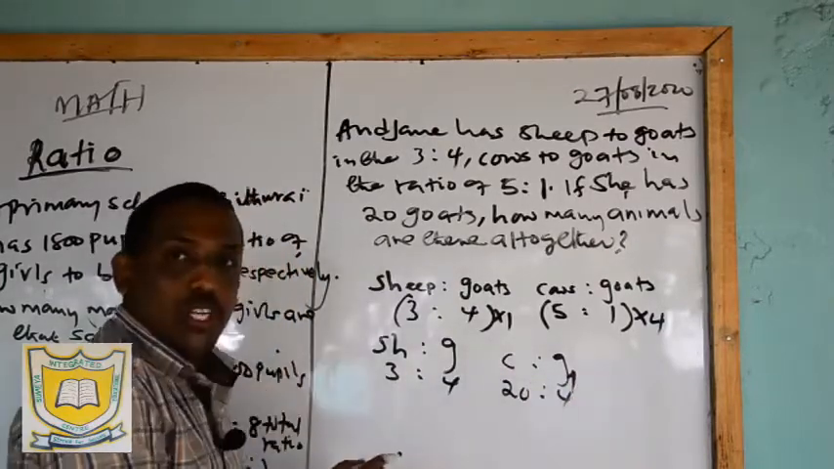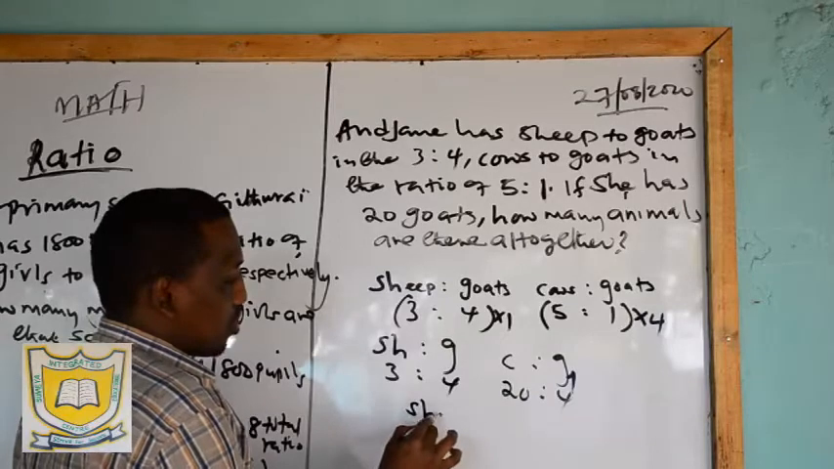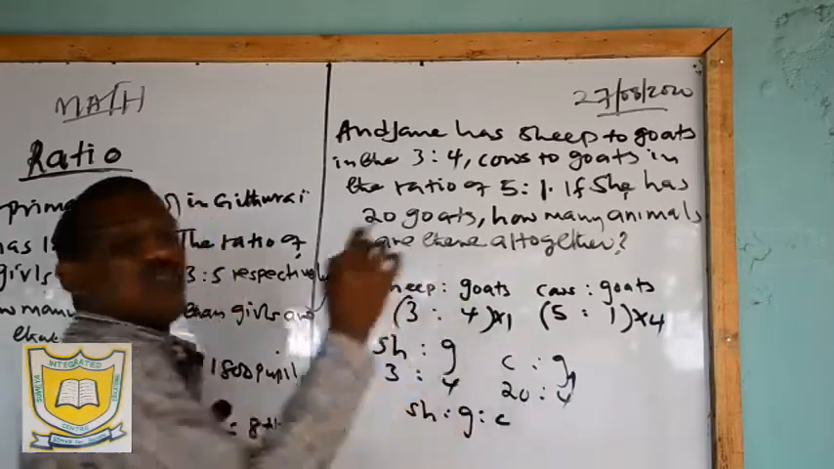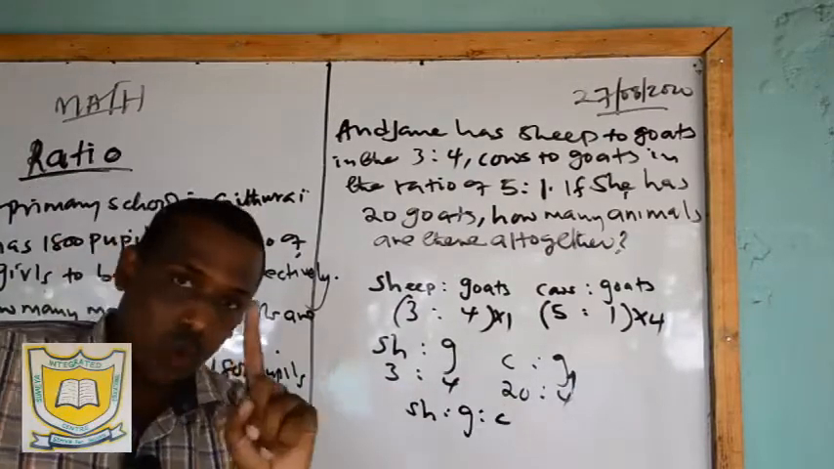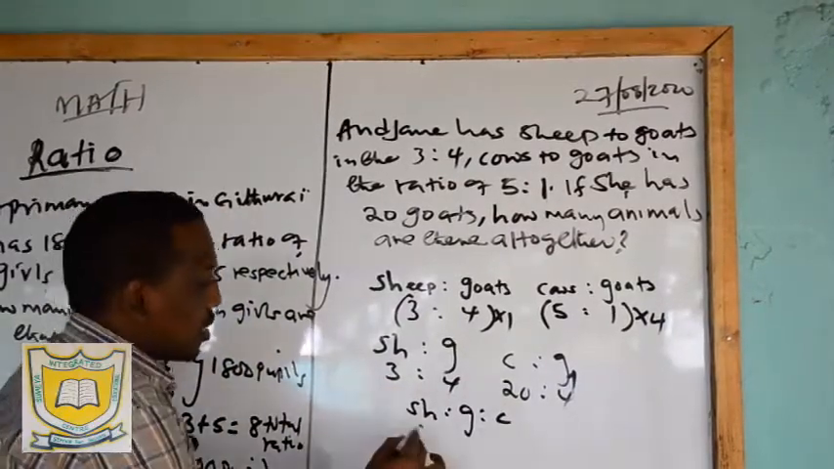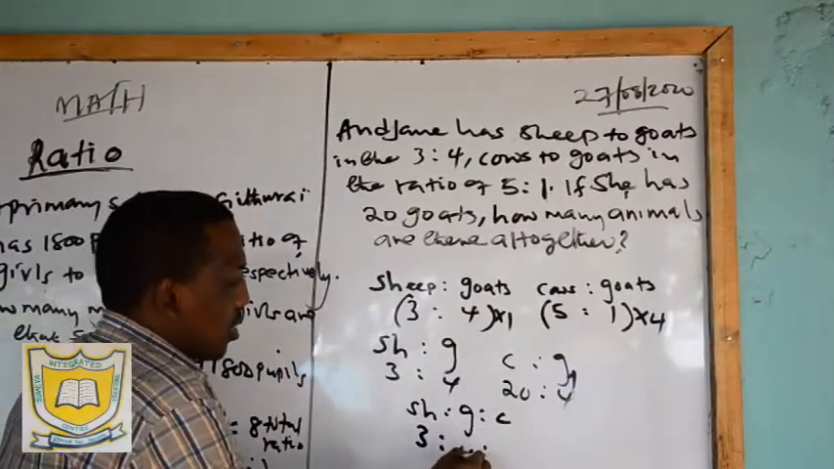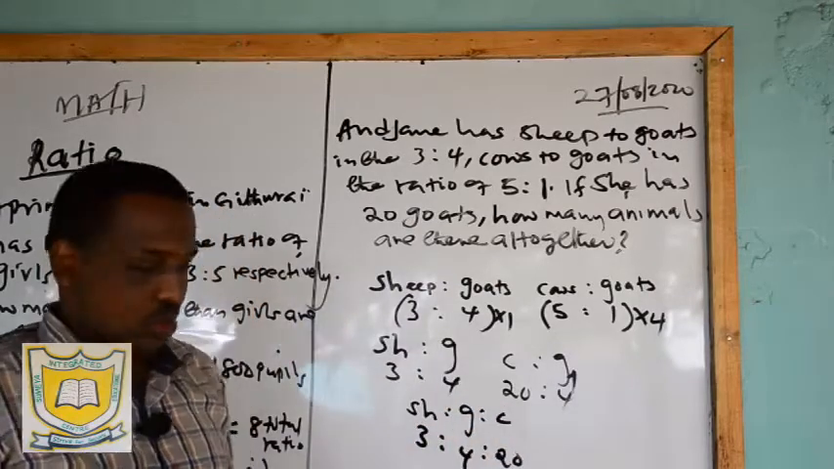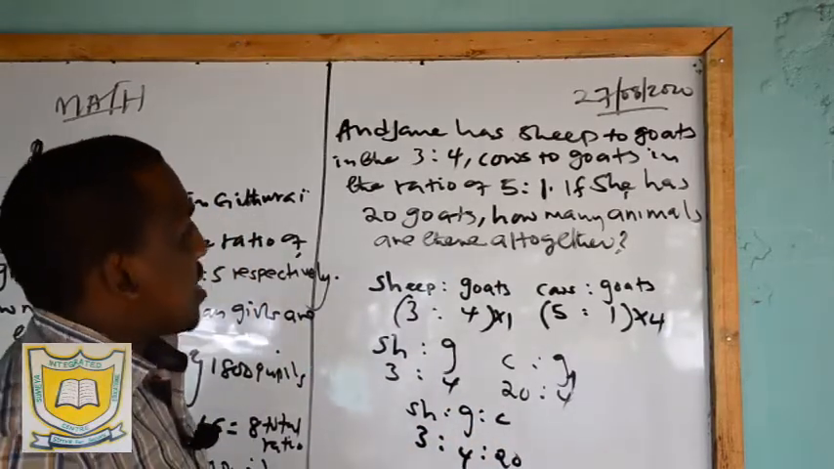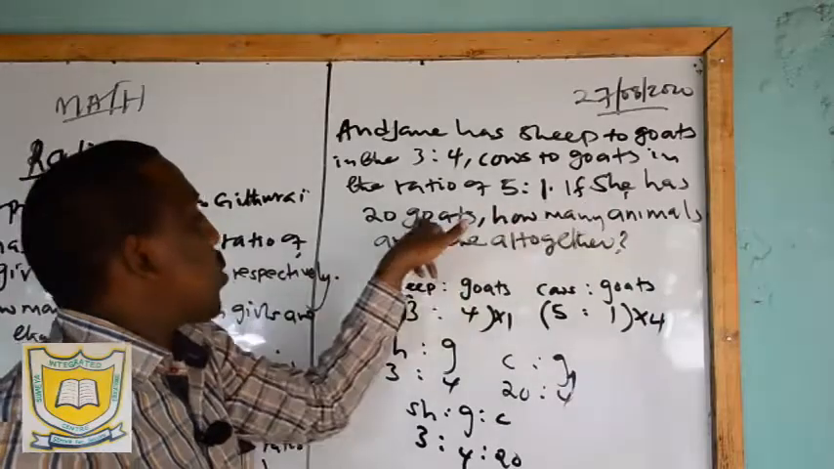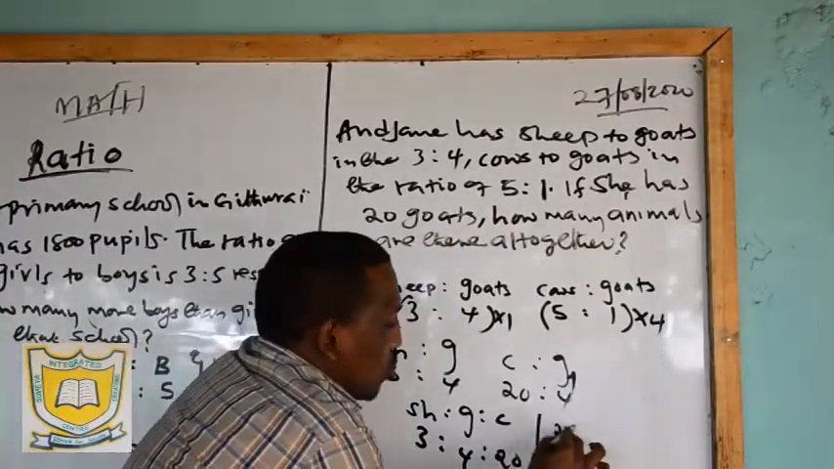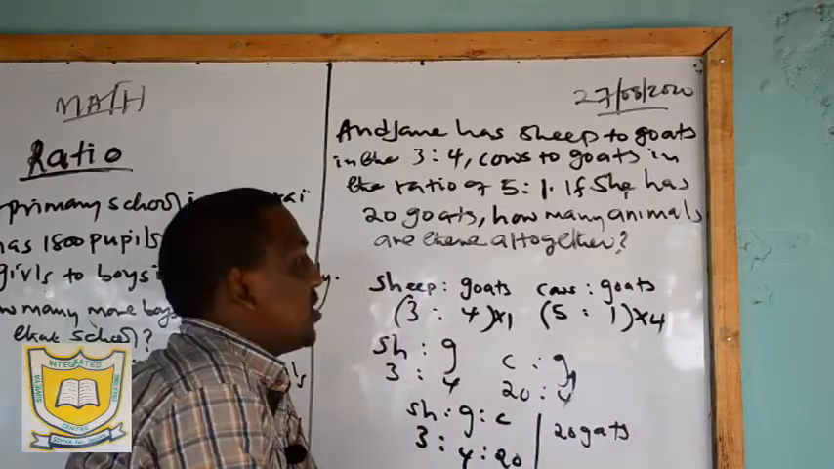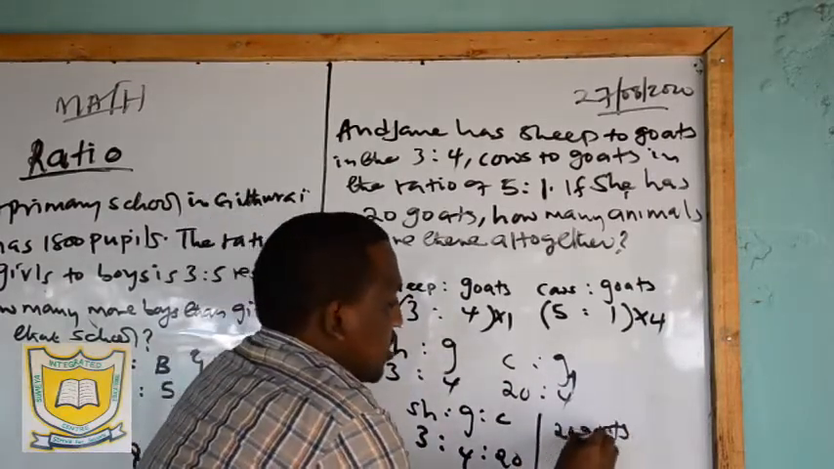So you come up with a new ratio now. So we have sheep to goat to cow. That's why I wanted to get the same ratio, so that I take 1. So now sheep 3, goat 4, cow 20. Then you are told if she has 20 goats. So we have goats 20.